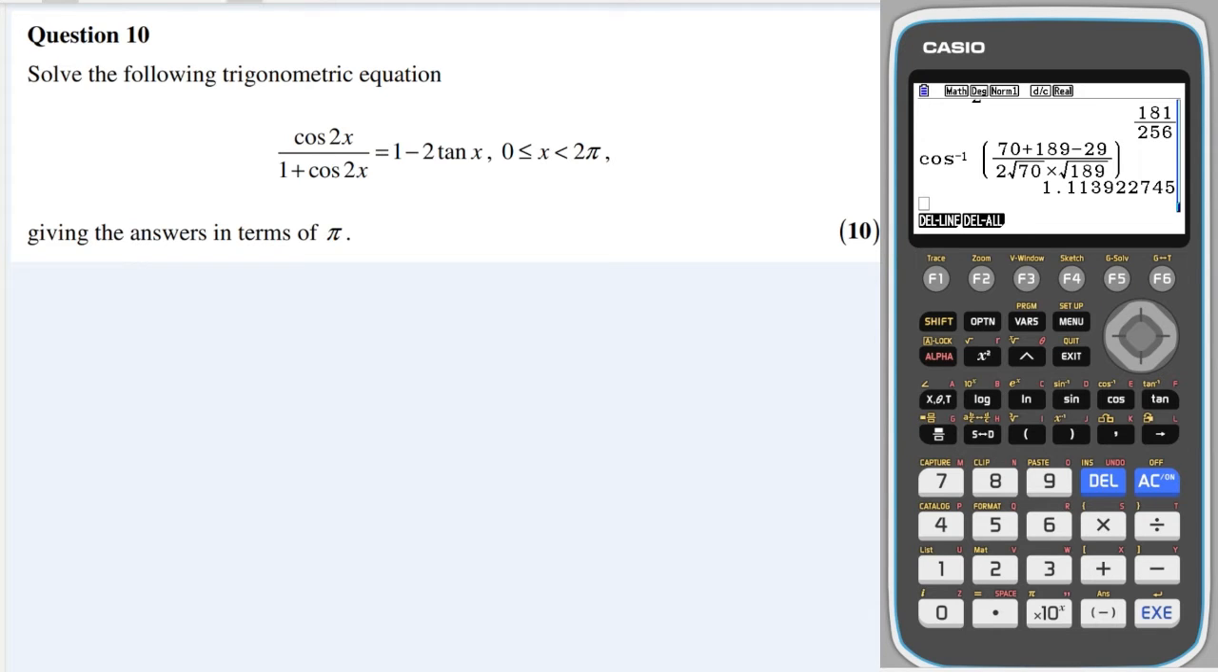Okay, next question. We've got cos 2x here. And it's important to know the double angle formulas for cos 2x. It's cos squared x minus sine squared x, which could then be transformed into 2 cos squared x minus 1, or 1 minus 2 sine squared x.